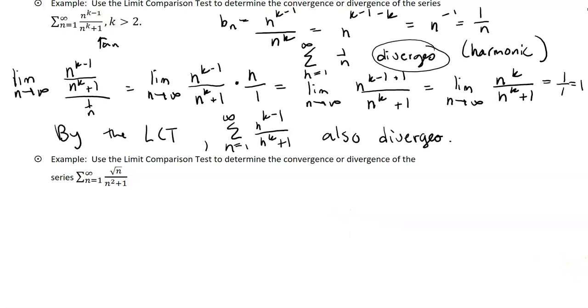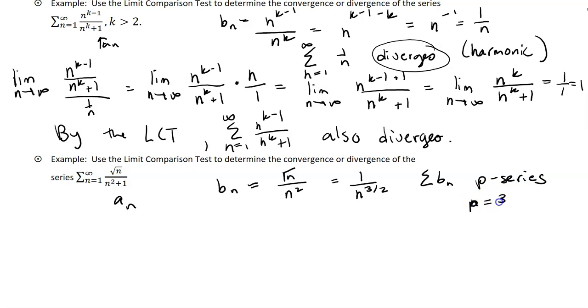All right, one more of these. I've got the square root of n over n squared plus 1. This is going to be my a sub n, and we're going to try to make b sub n a little bit more simple. Let's just kind of forget about that plus 1. So if it were the square root of n over n squared, that would be 1 over n to the 3/2 power. So this is a p-series where p is equal to 3/2, and since that's greater than 1, this one converges.